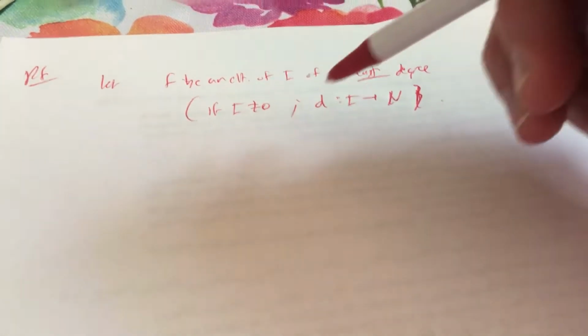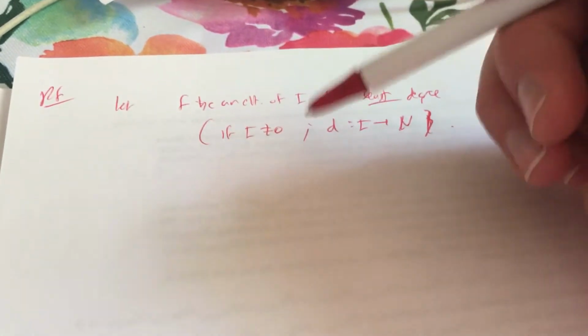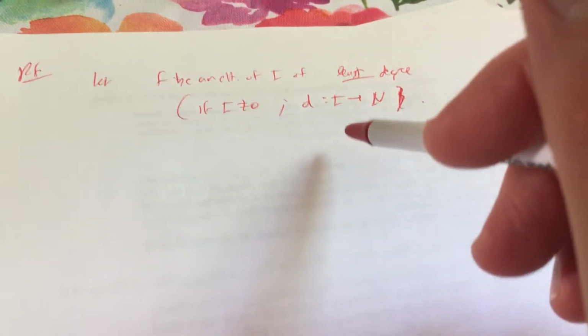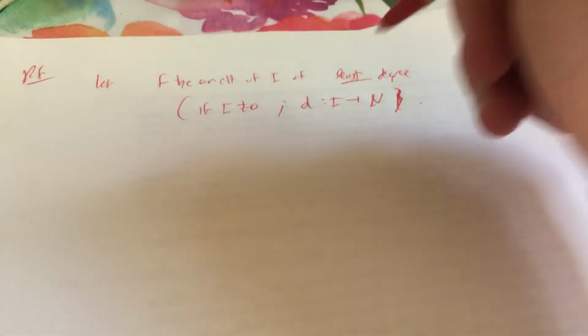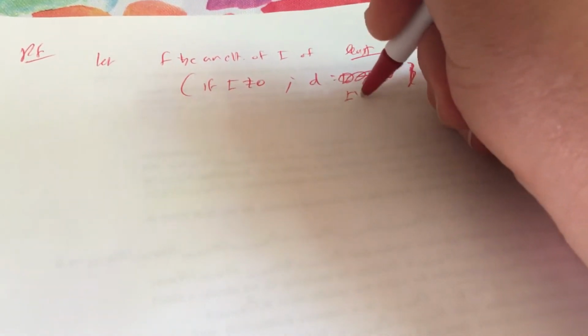So what do I mean? I just wrote this quickly. If I is the 0 ideal, then of course it's principal. It's just the ideal generated by 0. So that's trivial. What if I is not 0? Then you have a function from, properly speaking, I minus 0 to the natural numbers.